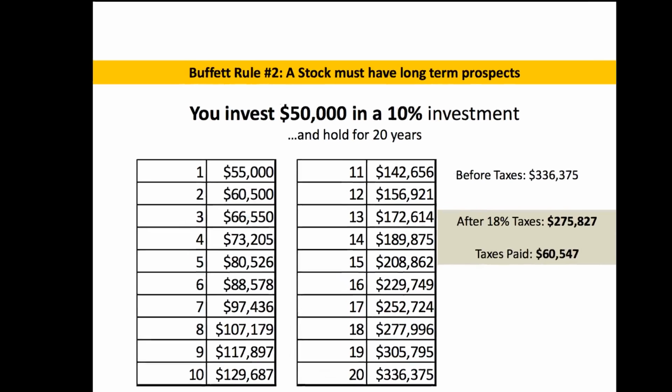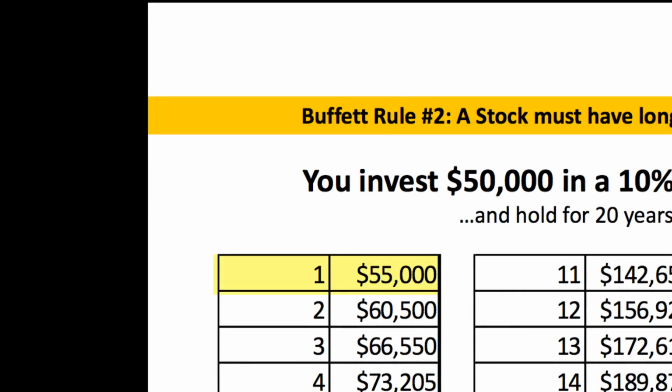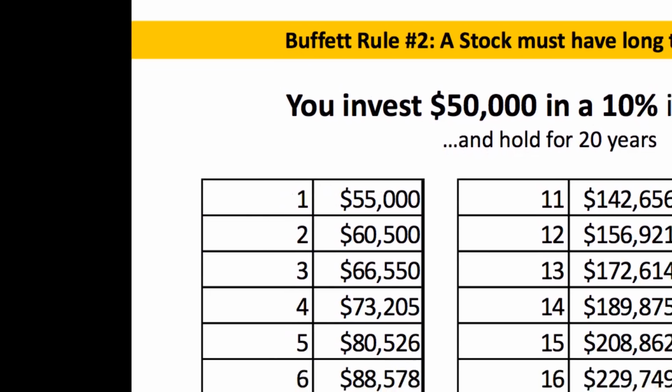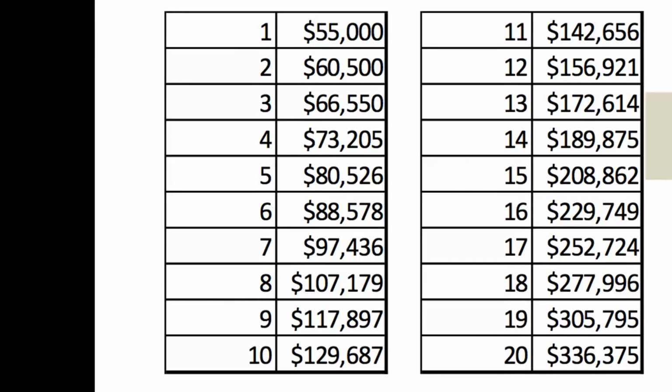So you can see after 1 year, your $50,000 would have turned into $55,000. And then after 2 years, it would have turned into $60,500. And you keep going down that chart, and you're not paying any taxes on any of that growth. And that business is just continuing to grow. That's due to the equity, and that's also due to the dividends.